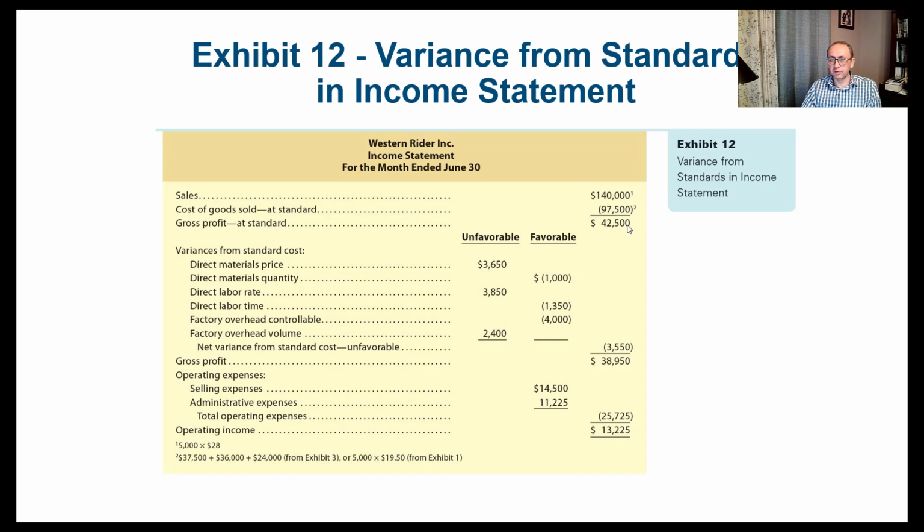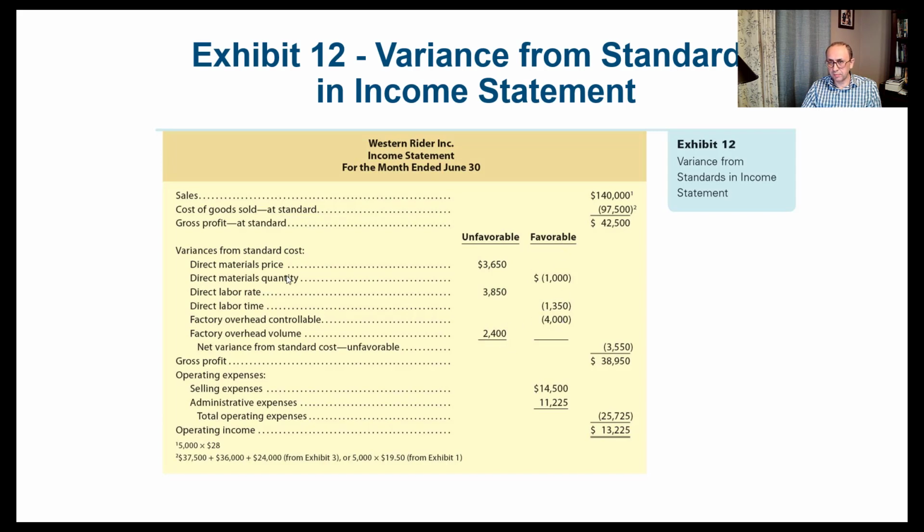is 42,500. Then we go over the variances from standard cost, and we split it into two columns, unfavorable and favorable. Yet we can consider them as one column where the minuses are considered to be favorable and the pluses are considered to be unfavorable. But just to make it easier to see, we split them into two columns. One column is unfavorable and the other is favorable.